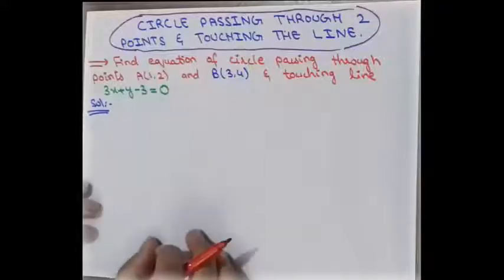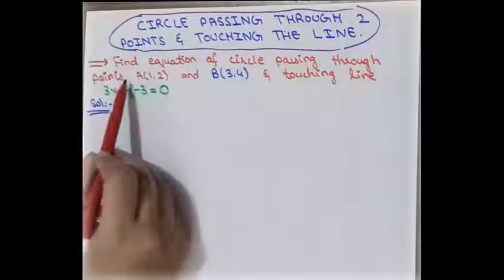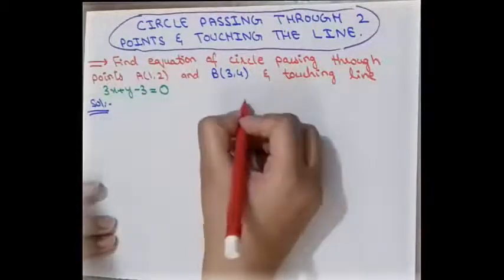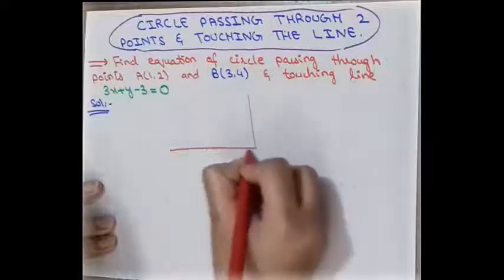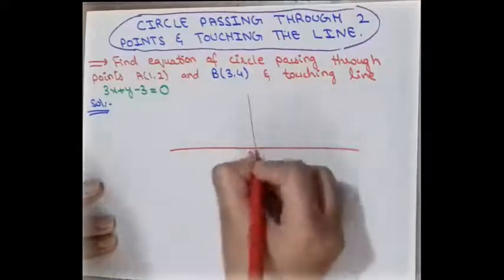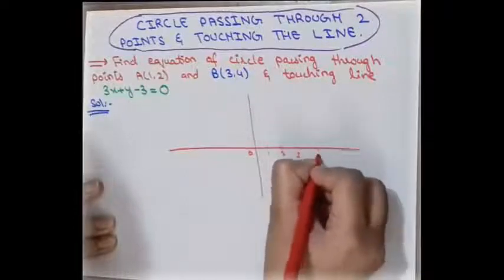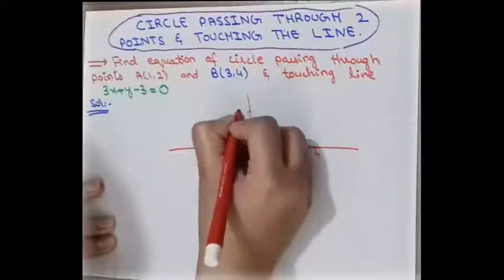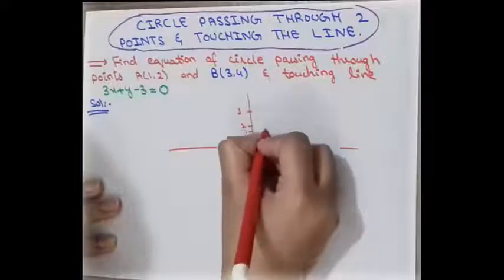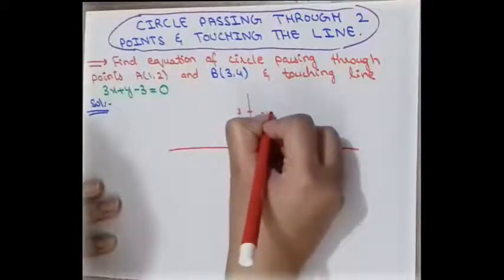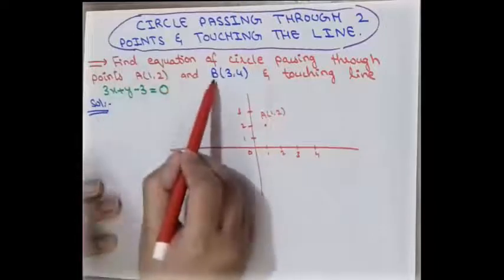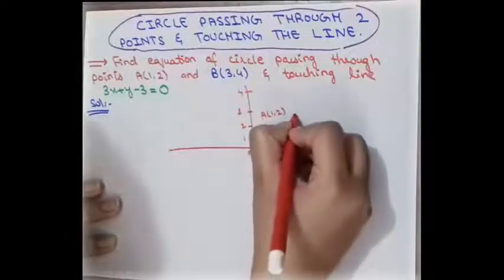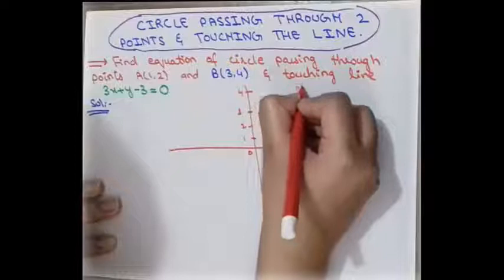We have to find the equation of a circle when the circle passes through the points A and B and touches a line, and the equation of the line is given. First of all, we have to plot this on a graph. As this is the x-axis, this is the origin, this is the positive side, and this is the y-axis. So here are the points 1 and 2, which means point A is (1, 2), and the other point is (3, 4), which is point B.